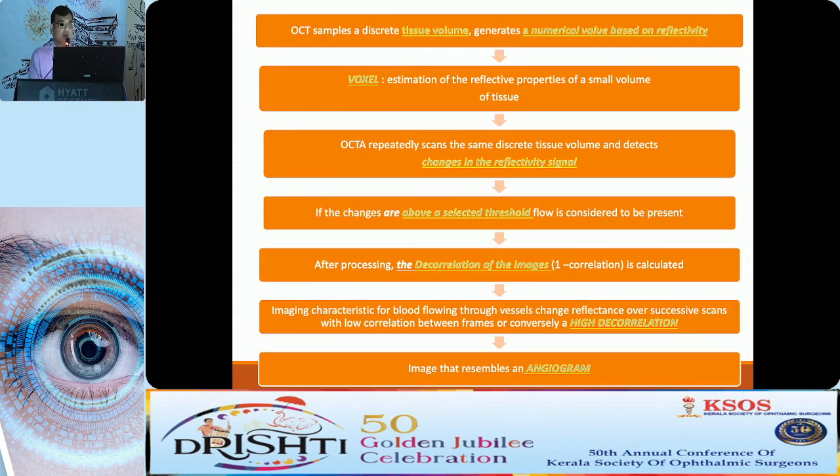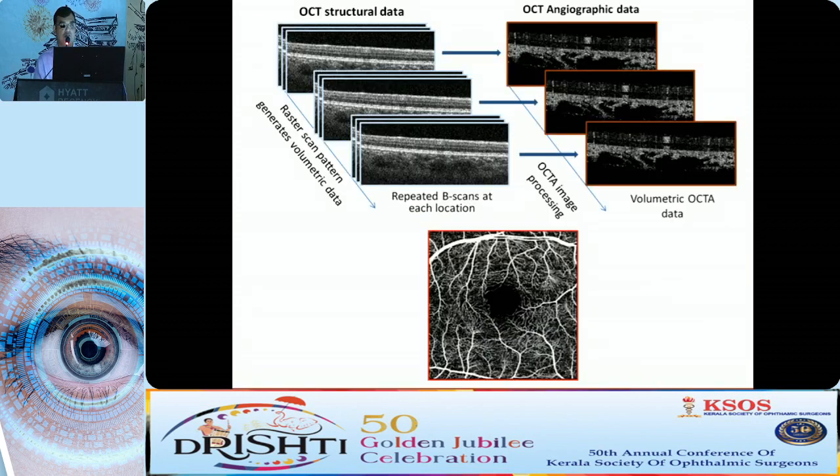Pathogenesis: it studies tissue volumetric analysis based on very small pixels, 5 micron resolution, so it is called a voxel. Instead of pixel, it's voxel. Volumetric analysis at the pixel level. It repeats the images with increased reflectivity, with high decorrelation signals, to give an image-induced angiogram, a picture with very high resolution, much more than what we get in invasive angiography.